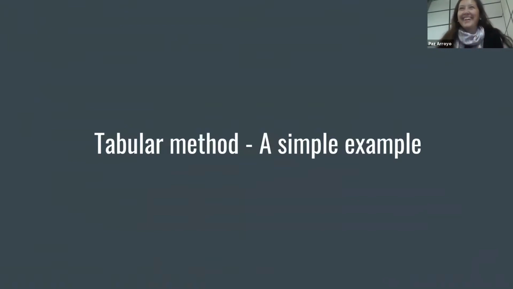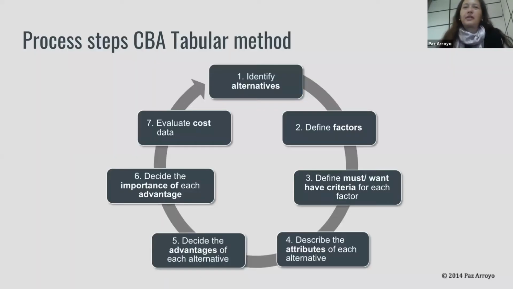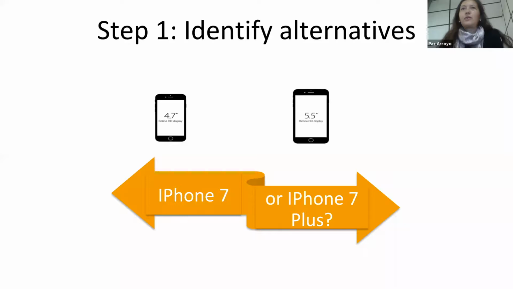But don't think this is just a linear step-by-step process. Can you go to the next one, Randy? Thank you. I'm not going to explain the processes in detail, but in general, these are the CBA steps for a tabular method. I'm going to go one by one, and Annette will review this again at the end of the exercise.